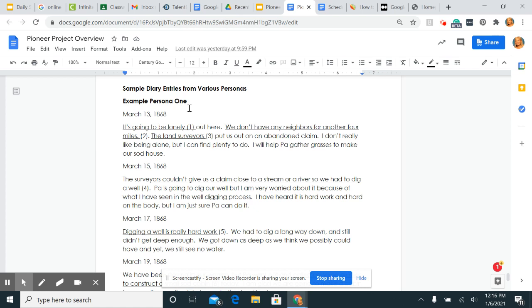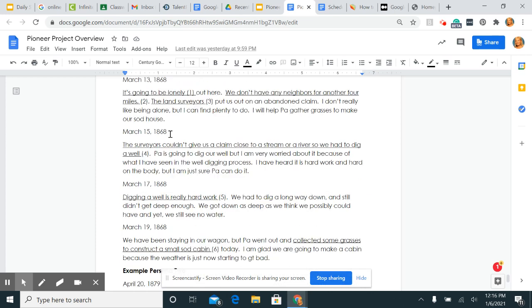March 13th, 1868. It's going to be lonely out here. We don't have any neighbors for another 4 miles. The land surveyors put us out on an abandoned claim. I don't really like being alone, but I can find plenty to do. I will help Pa gather grasses to make our sod house. So just in this little tiny paragraph, they included 3 facts. They knew that it was going to be lonely on the prairie because that was something that they found on the website. Also that their neighbors are about 4 miles away, and about the land surveyors, the people that would put them on the claims. So that's 3 facts right off the bat.